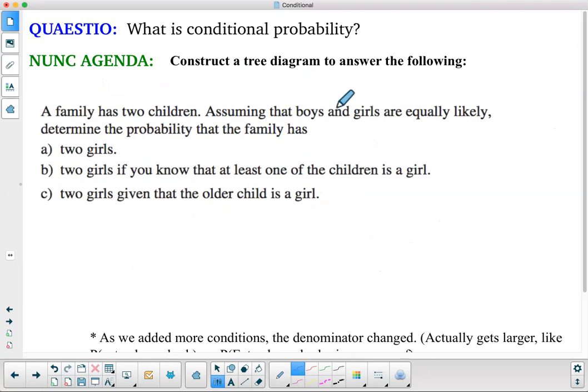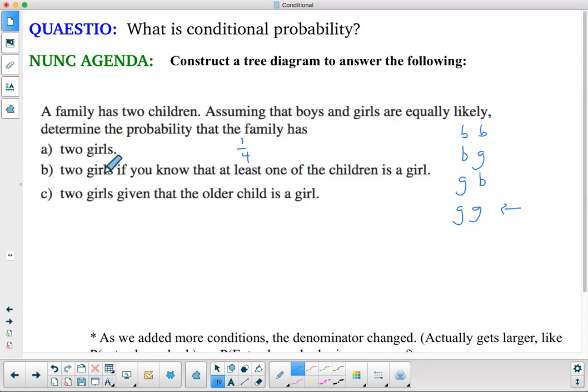So here we go. A family has two children, assuming that boys and girls are equally likely. Determine the probability the family has two girls. So you can have boy, boy, right? The first kid could be a boy, the second can be a boy. You could have had the first kid be a boy, the second kid be a girl. You could have had a girl first and then a boy, or you could have had two girls. So the probability of having two girls is this situation, and there are 1, 2, 3, 4 situations, so this is going to be 1/4.